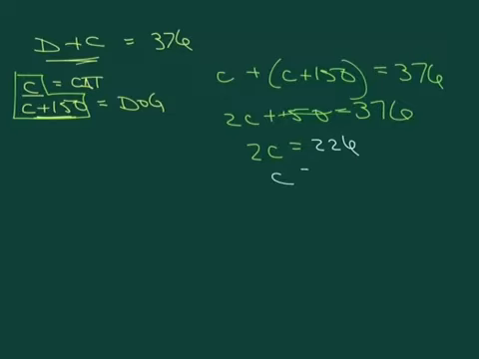226, C then equals 113. So if we spend $113 on a cat, then in order to get our $376 we spend on animals, we know that we're going to have to spend on our dog $263. So 263 plus 113 gives us our $376 annually. All right, let's jump over to example 5.